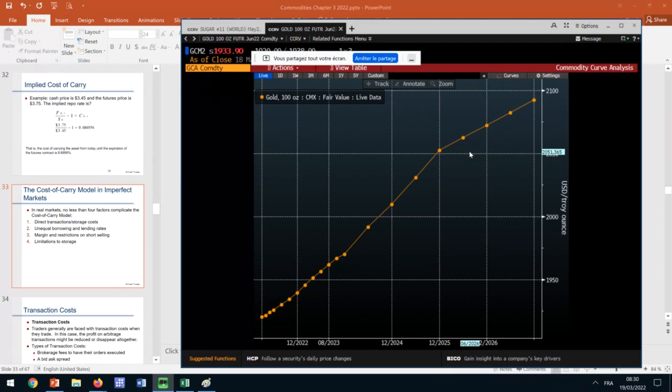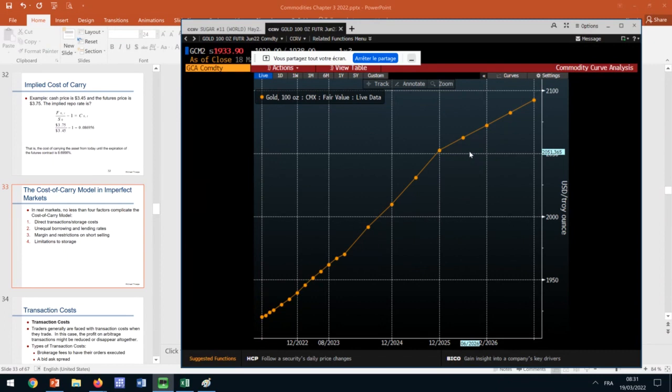Okay, so even if everybody thinks that the gold prices are going to go down, what will happen is actually that the gold prices will go down immediately. The spot price will go down immediately. That's the beauty of this futures model.